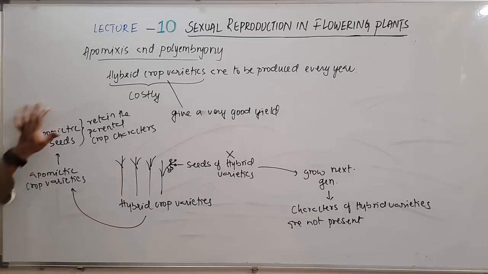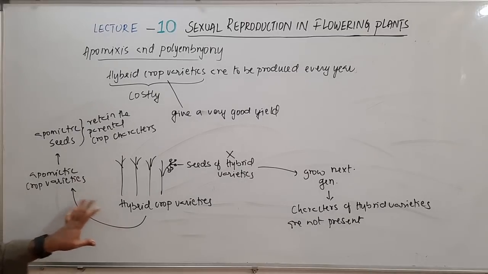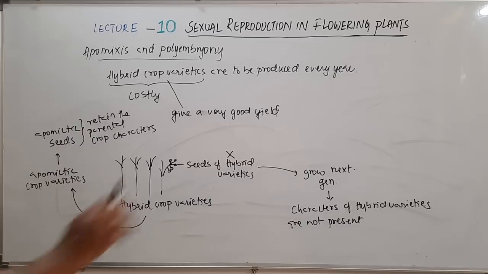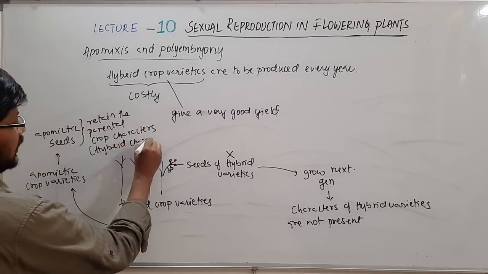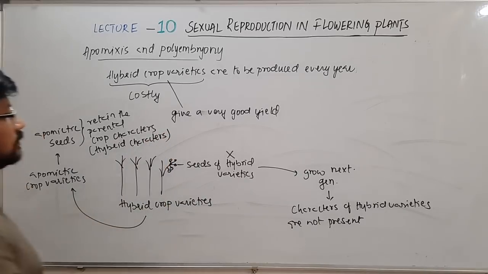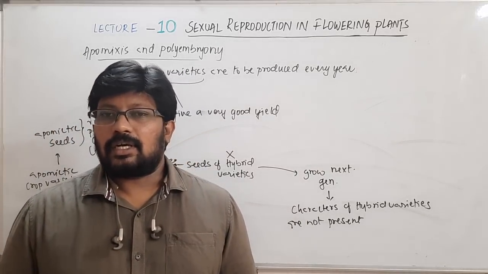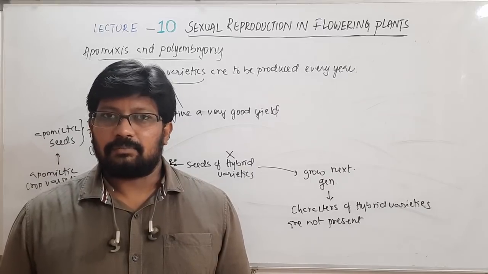So extensive research is going on to make these hybrid crop varieties into apomictic varieties, so that they produce apomictic seeds which will retain the parental crop characters, in fact the hybrid characters. The hybrid characters will not be lost. Fine. So with this, the chapter, sexual reproduction in flowering plants, is completed.